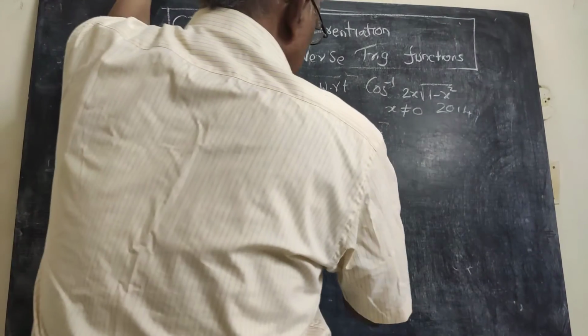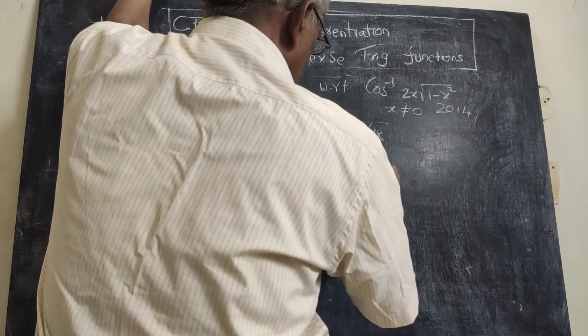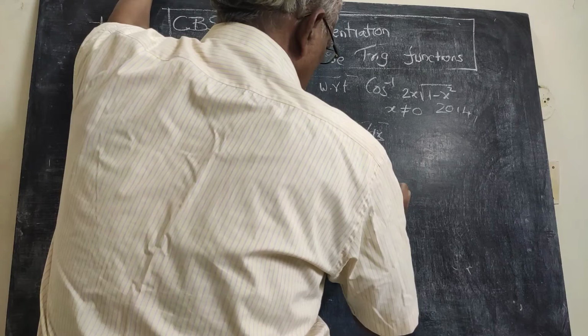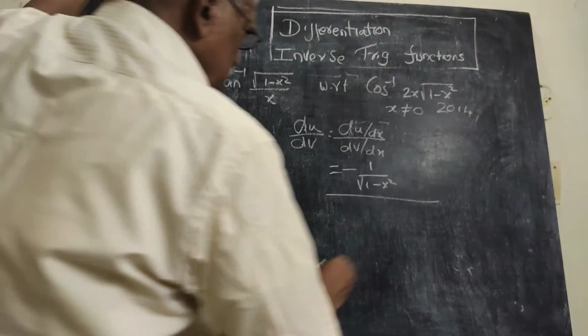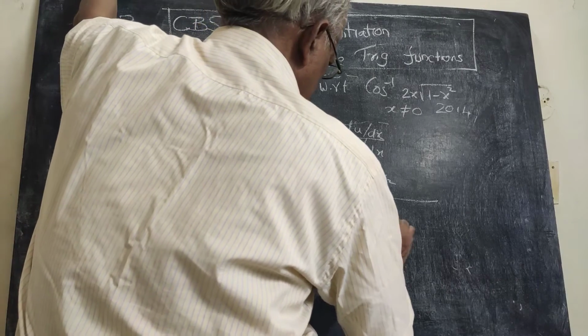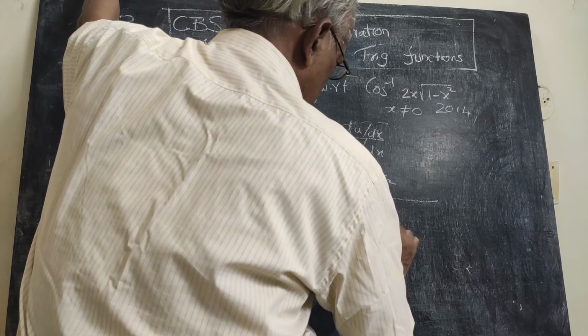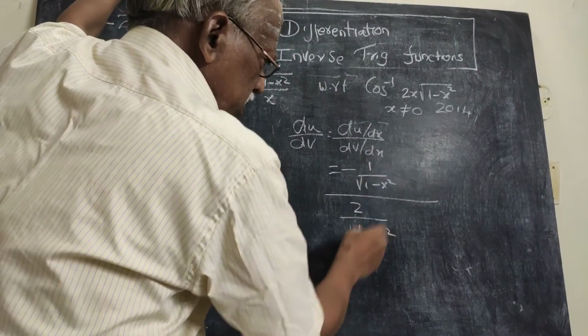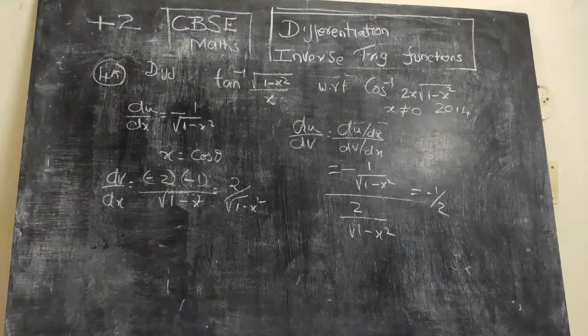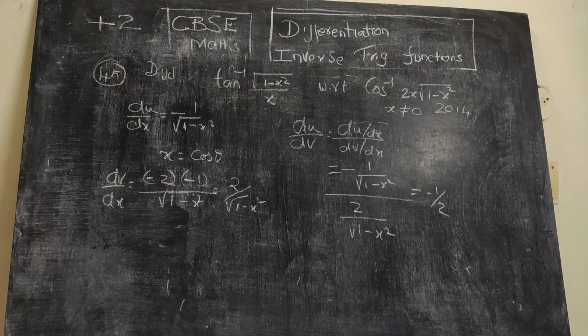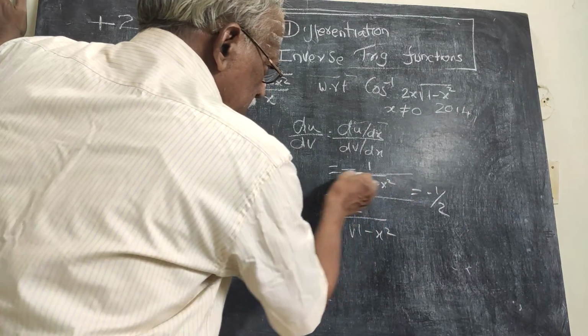Du by dx is minus 1 by root of 1 minus x square, the whole thing divided by dv by dx, which is 2, so this will get cancelled. The answer is simply minus 1 by 2. So this is this one.